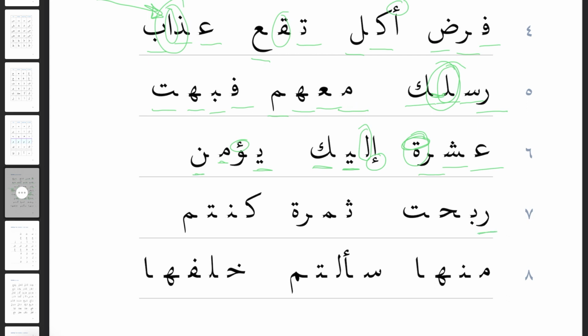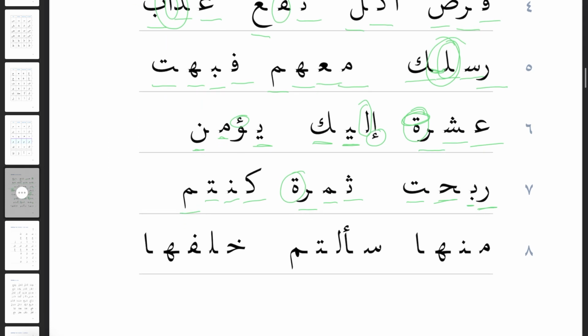Ra, ba, ha, ta, fa, mim, ra, ta, kaf, noon, ta, mim. We're on the bottom line. We're nearly there. We've nearly finished.